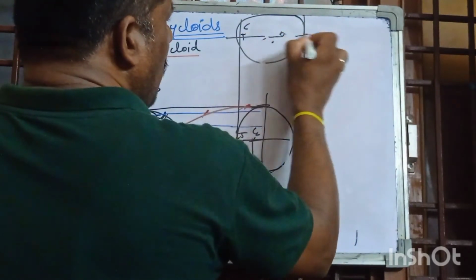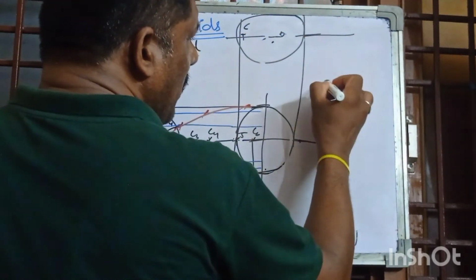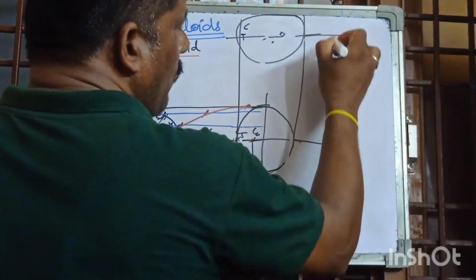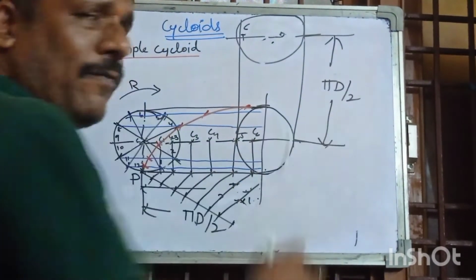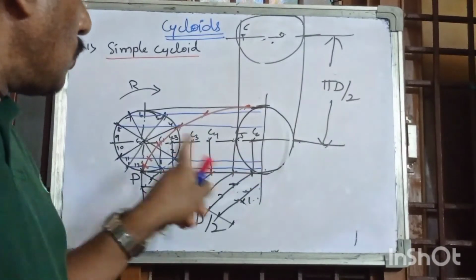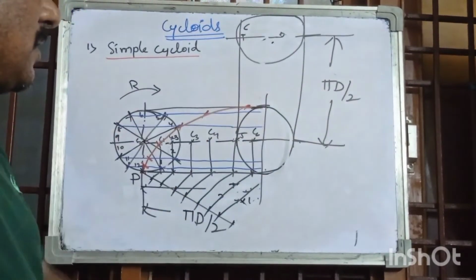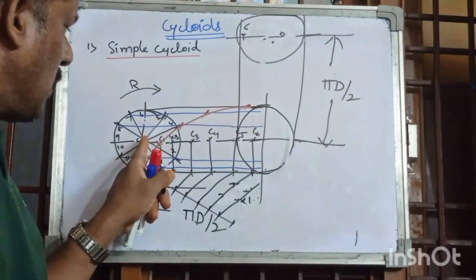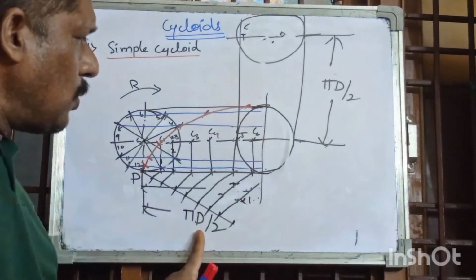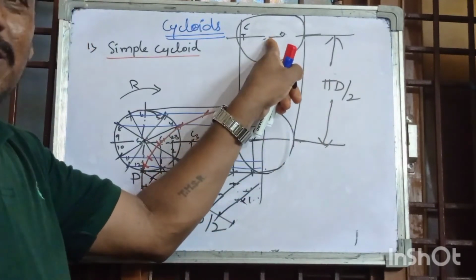So from this center point to this center point, this is pi d by 2. The remaining half is also pi d by 2. So this is half distance, this is half distance. So there is no confusion here. Center point to center point is pi d by 2.